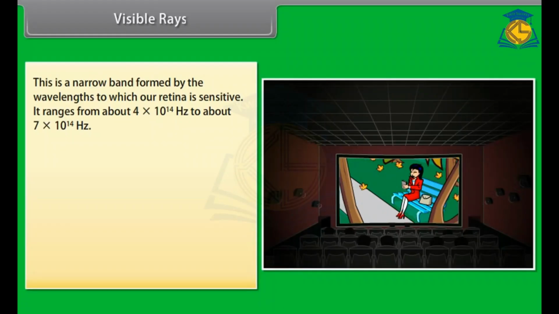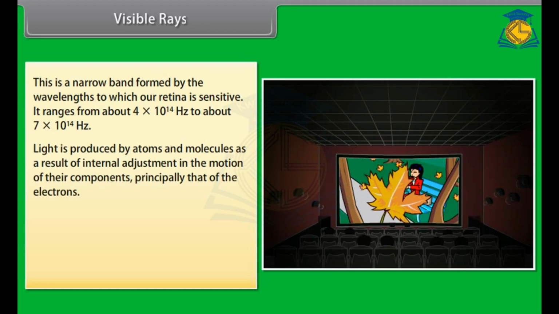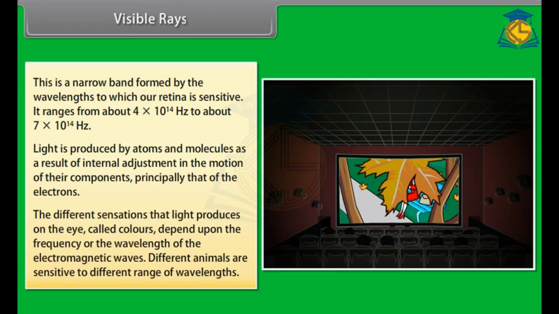It ranges from about 4 × 10^14 Hz to about 7 × 10^14 Hz. Light is produced by atoms and molecules as a result of internal adjustment in the motion of their components, principally that of electrons. The different sensations that light produces on the eye, called colors, depend upon the frequency or the wavelength of the electromagnetic waves. Different animals are sensitive to different range of wavelengths.